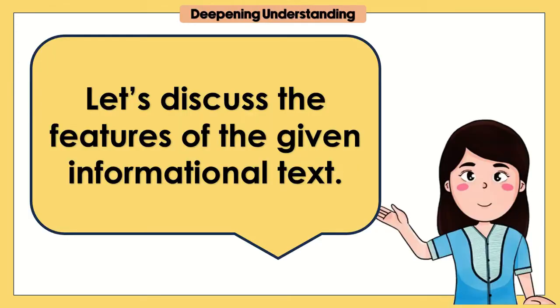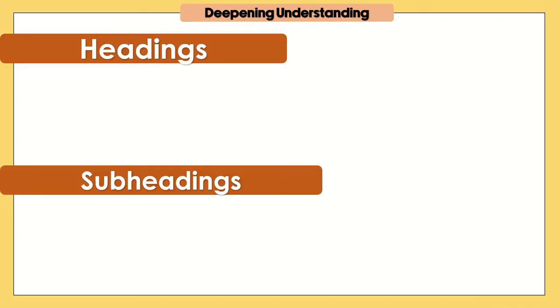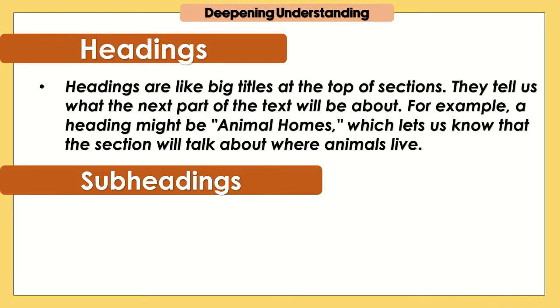For deepening understanding, let us now discuss the features of the given informational text. Headings. Headings are like big titles at the top of sections. They tell us what the next part of the text will be about. For example, a heading might be Animal Homes, which lets us know that the section will talk about where animals live.